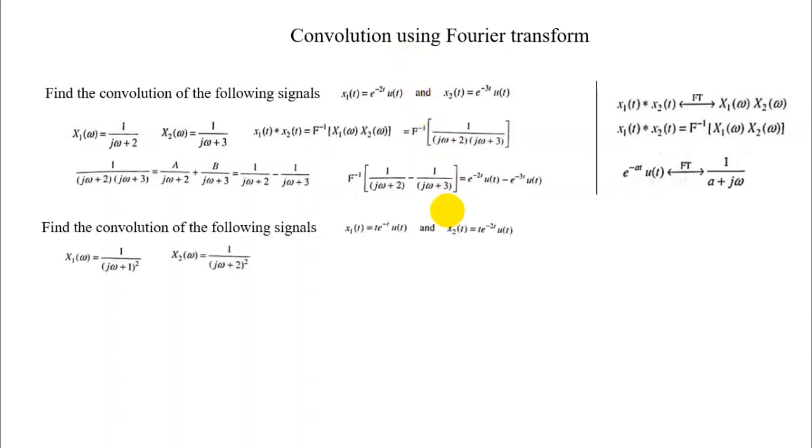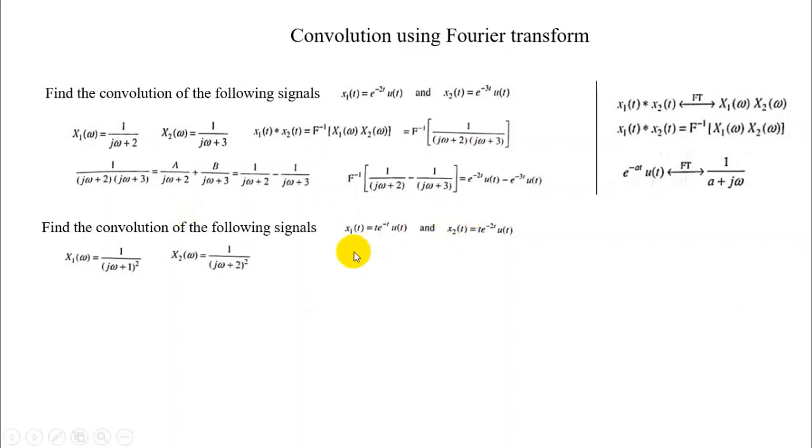Another example: if we want to determine the convolution of the two following signals x1(t) and x2(t), then first of all we need to transform them to Fourier.